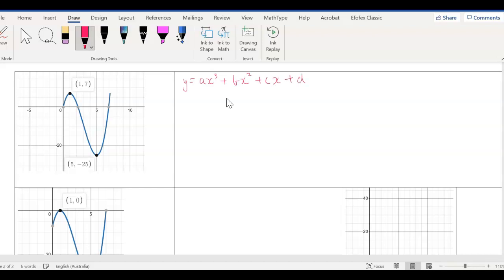All right, so there's the general equation of a cubic. We don't know what A, B, C, or D are, so we've got to find them out. So we say, well, what information do I have on this graph? Okay, so I'm going to highlight them. I know this point here is (0, 0). I know this point here is (1, 7). I know this point here is (5, -25).